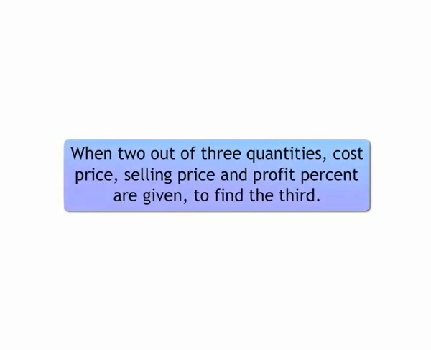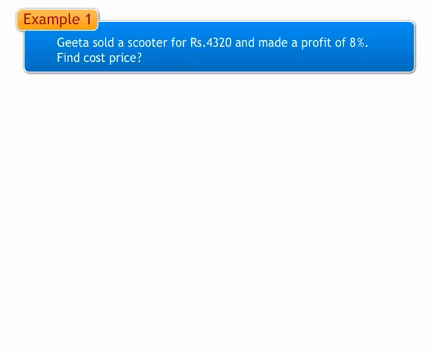Now, let us see when 2 out of 3 quantities, cost price, selling price and profit percent are given, how to find the third quantity. Let us look at the examples. Example 1. Geeta sold a scooter for rupees 4,320 and made a profit of 8%.